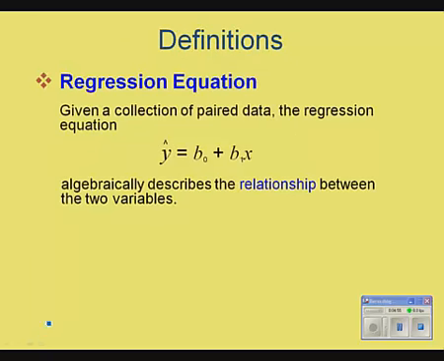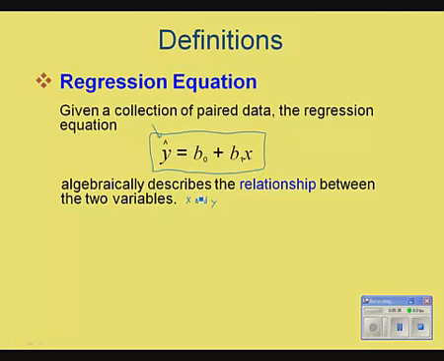I want to give you the regression equation. Given a collection of paired data, the regression equation is given as follows. You notice it looks a lot like what I just wrote, doesn't it? The y, your book is going to put a little hat on top. And that's telling you, hey, wait a minute, guys, this is a regression line. When you see that little hat, you'll think, oh, this is a best fit line. This is a regression line. Somehow it describes the relationship between the two variables. Which two variables? X and Y.